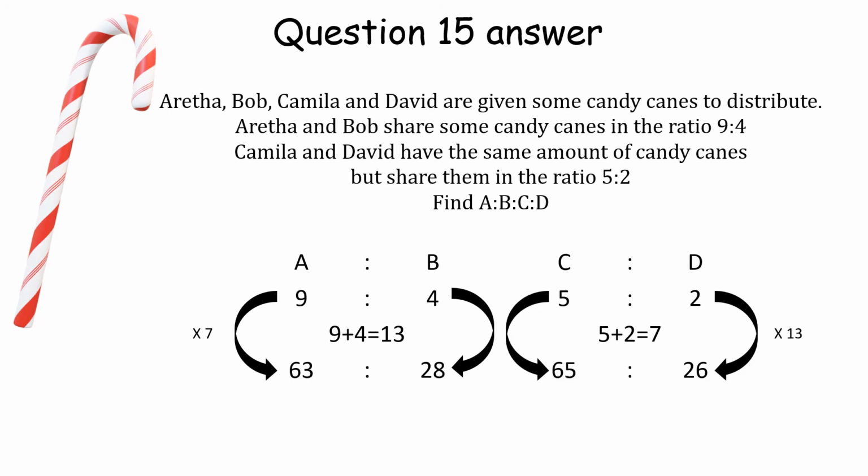This gives us the ratio of A to B to C to D as 63 to 28 to 65 to 26.